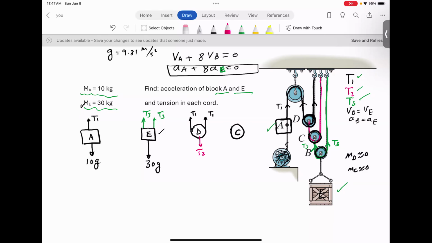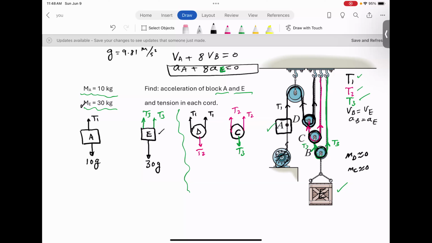And then what about pulley C? You see a T2 here and a T2 here, right? And then what about this green cable? That's T3. Remember, we called it T3. So basically, that's all the free body diagrams that we have. But let me actually work on these two pulleys here to show you what's going on.